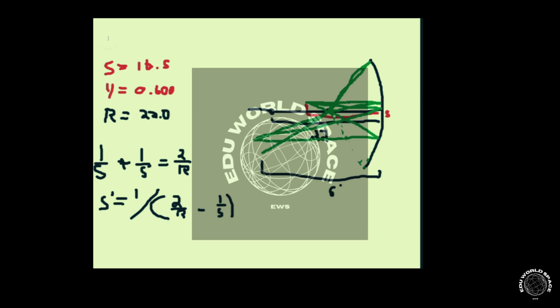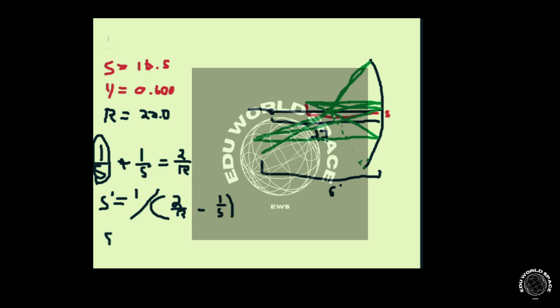All right, and I did that first by bringing the 1 over S over and subtracting it. Or sorry, 1 over S, sorry. Bringing the 1 over S over and subtracting it. So once you bring this over and subtract it, and then inverting because we have a 1 over S prime. So then it becomes S prime equals 1 over the quantity 2 over R minus 1 over S.